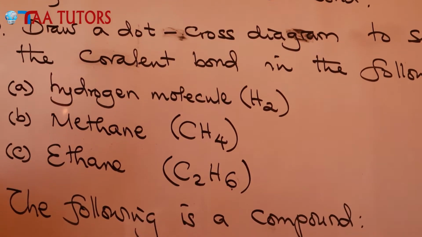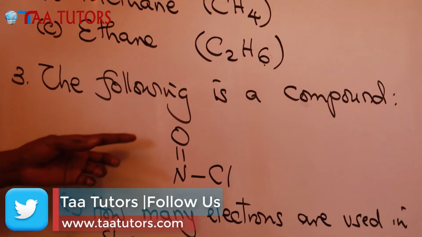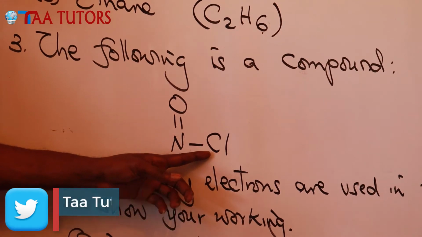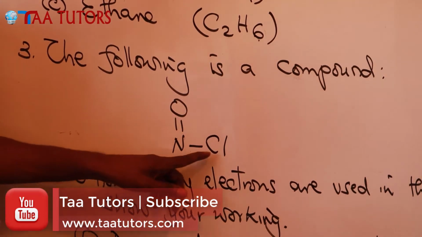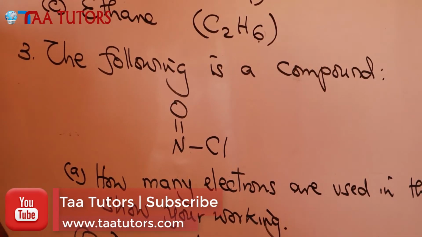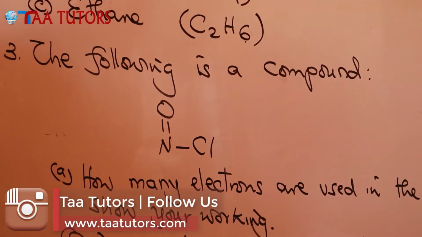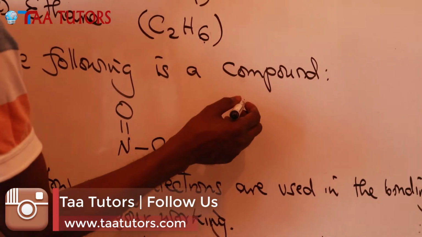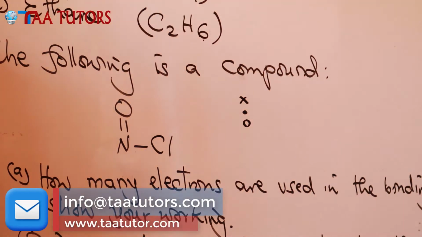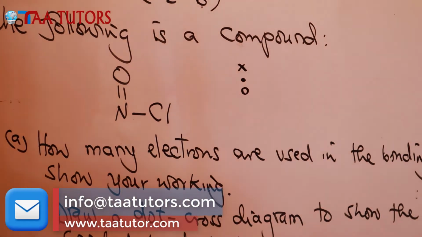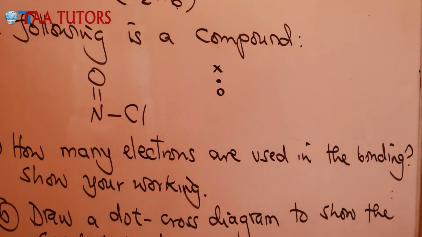And number 3, I want you to draw the dot cross diagram of the following compound, which is a compound of oxygen, chlorine atom, and nitrogen. Before I finish, I want you to know that in this particular compound we have up to three elements. If you have 3 elements, you can be clever enough to use a dot, a cross, and then a small circle to indicate that they are different. So that's a clue there. And in this compound, tell me how many electrons are used in the bonding, by showing how you are reaching the answer.